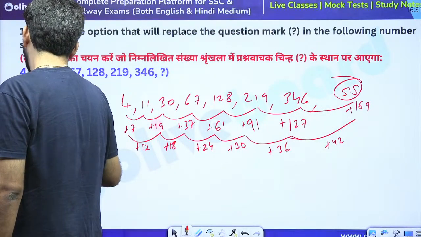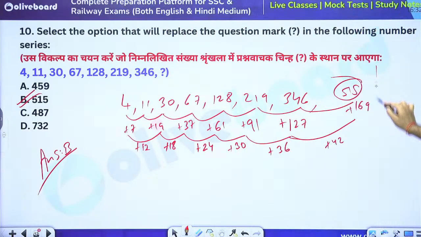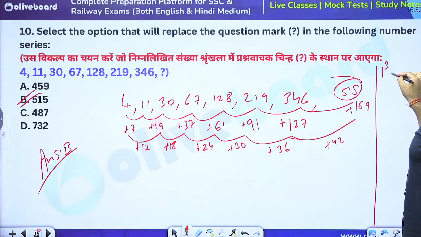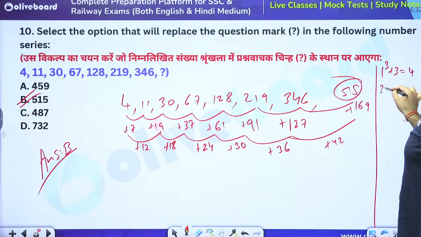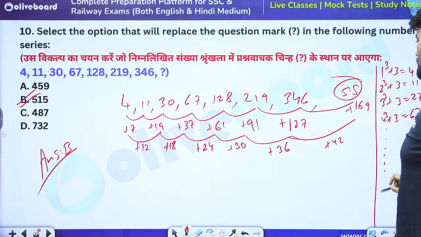Okay. And majority of you will fall into this trap and will actually do this and will get your answers. But is there something else? Yes, there is something else. What is that something else? So if I see, this is 1 cube plus 3 is 4, 2 cube plus 3 is 11, 3 cube plus 3 is 30, 4 cube plus 3 is 67, and so on and so forth. It's going to go on. And you need what term?